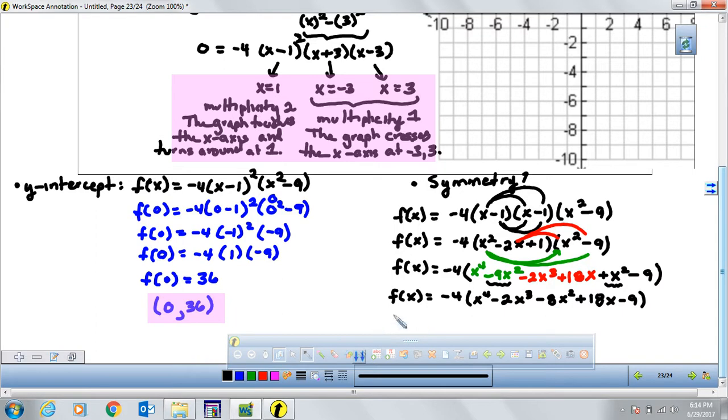Everything times the negative 4. So that would give us negative 4x to the 4th power plus 8x to the 3rd power plus 32x squared. Then if we multiply this one times 4, it's going to be minus 72x, and then plus 36.